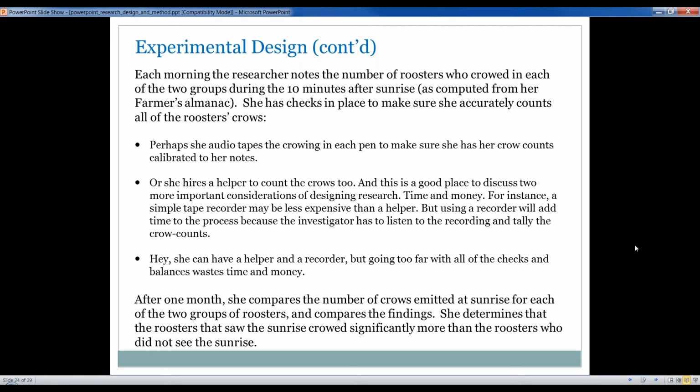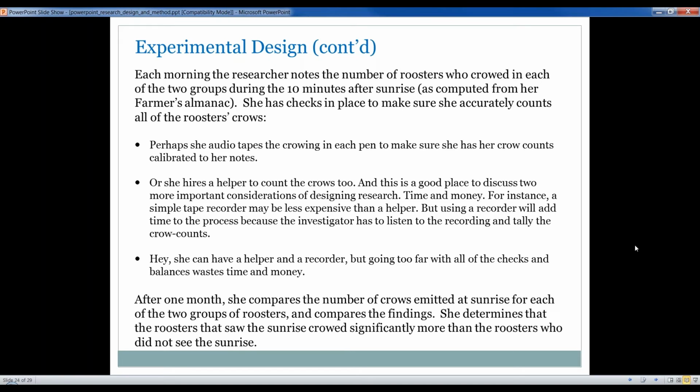But again, you need to think about time and money because you don't want to go too far with all the checks and balances. Like I said, all studies have limitations, and you're just going to have to accept that. You don't want glaring limitations that are going to invalidate things. In this case, a helper and a recorder, that's fine, but do you need 5 people out there? Probably not.